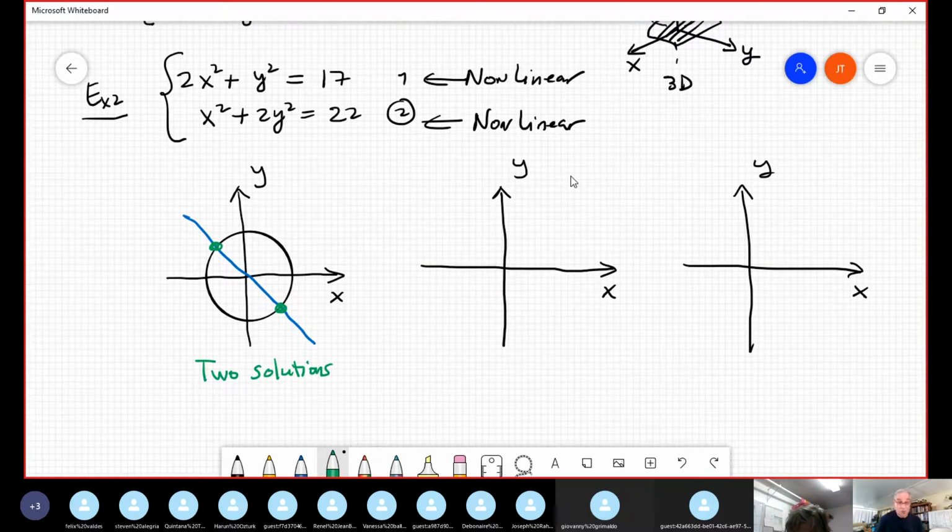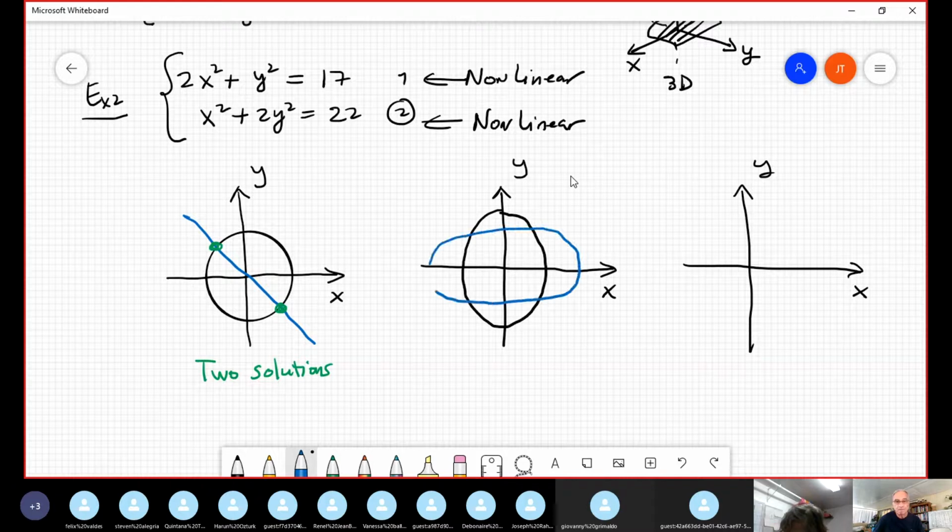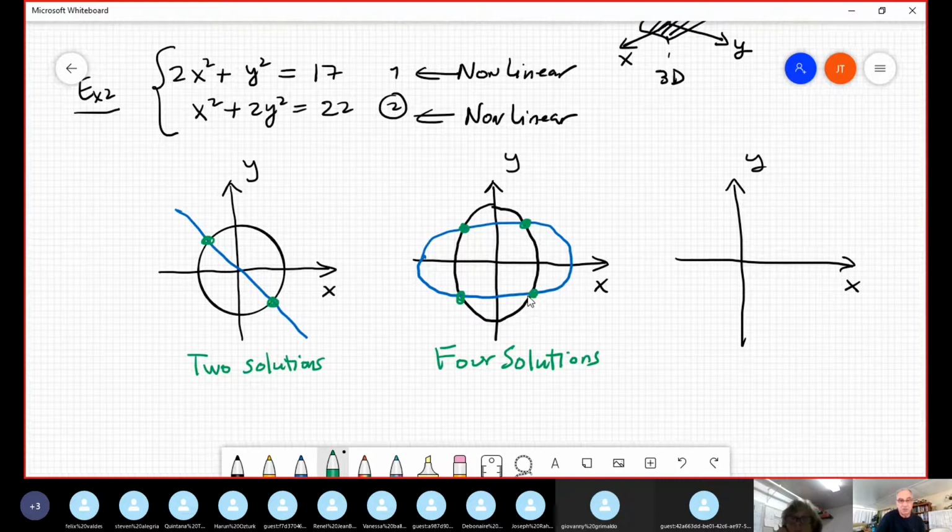Okay? Suppose another case in which my first equation represents an ellipse, something like that. And my second equation represents another ellipse, like that. And the intersecting points are 1, 2, 3, and 4. We have 4 solutions. So we may have multiple solutions, no?